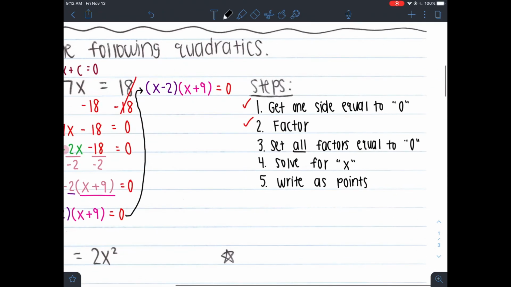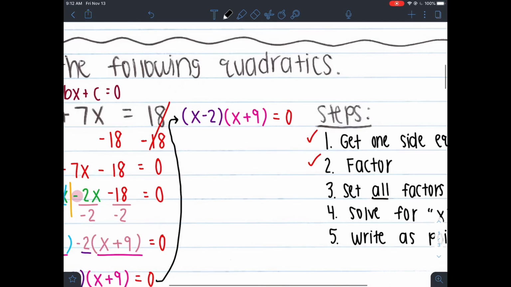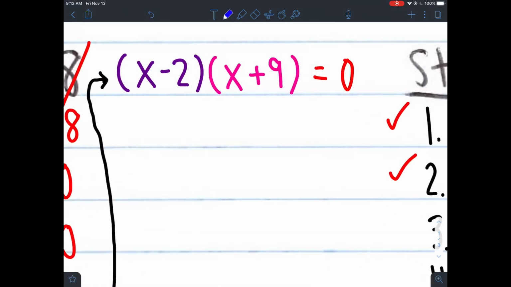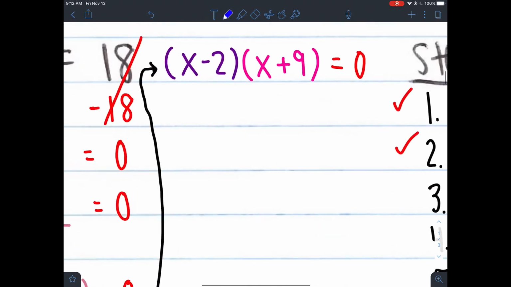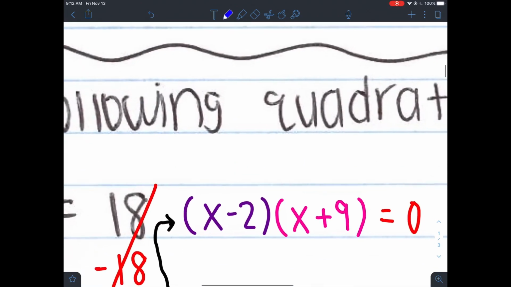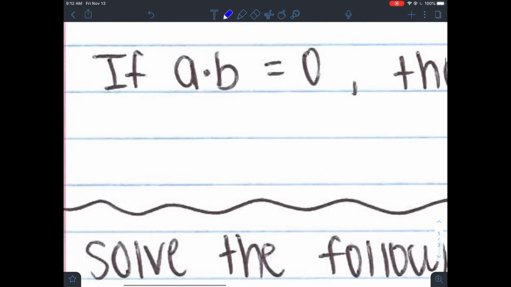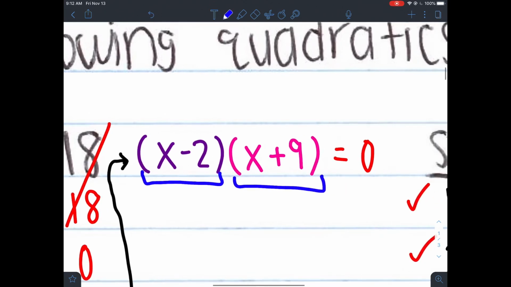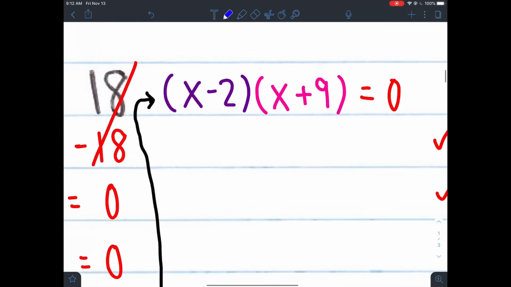All right, so here we are. It says set all factors equal to 0. So here we have 2 factors: x minus 2 as a factor, and x plus 9 as a factor. So you're going to set them all equal to 0. Remember what I said earlier with the zero product property. If something times something equals 0, then either the first something is 0, the second something is 0, or they're both 0. Here I have x minus 2 times x plus 9 equals 0. So either x minus 2 equals 0, x plus 9 equals 0, or they both equal 0.